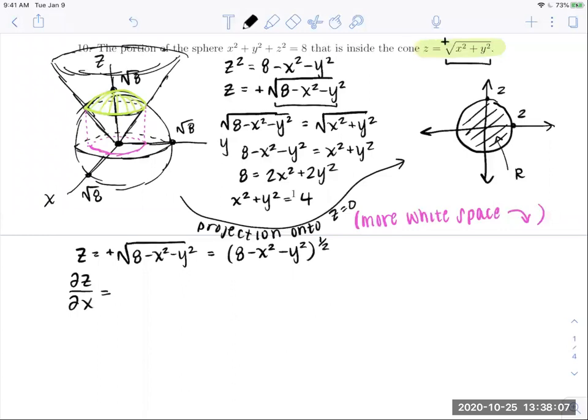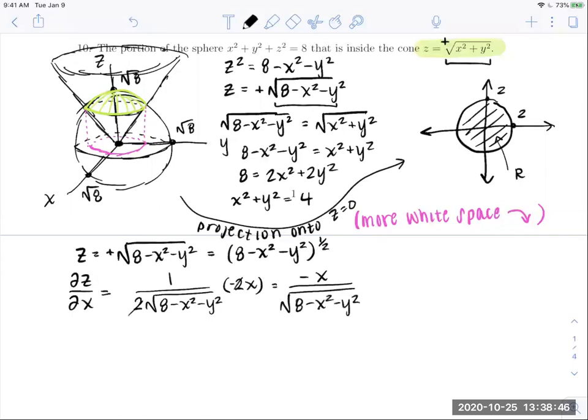I'm going to use the chain rule. I'm going to pull the 1/2 power down in front, leave the inside, and subtract 1 from it. That's going to give me a 1 over 2 square root of 8 minus x squared minus y squared. And then the chain rule will have me multiply by the partial derivative of the inner function with respect to x, which gives me a negative 2x. Now, of course, here I can cancel the 2 on top and bottom. And so my partial derivative is negative x over this radical expression.